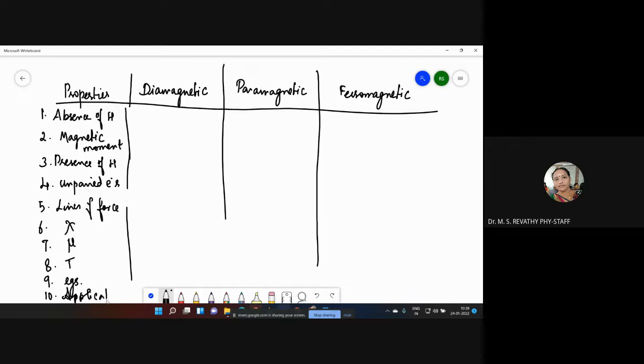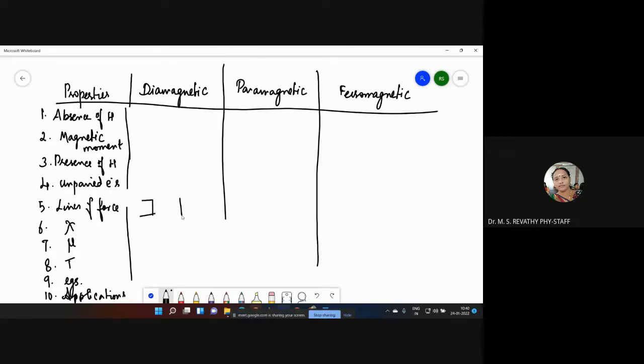Okay, once again I repeat, you can open your note and draw a table comprising 4 columns. In the first column, you are going to write about the properties. Second, third, and fourth should be dia, para, and ferromagnetic material. Then I've listed out some 10 properties, 10 parameters to be written: absence of magnetic field, magnetic moment, presence of magnetic field, unpaired electrons present or absent. Then lines of force, where you can draw the diagram.